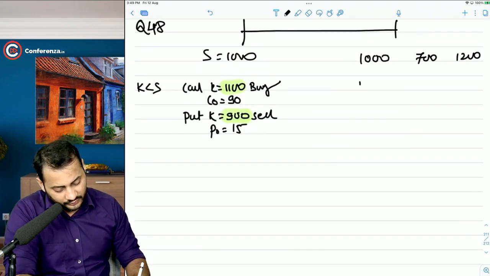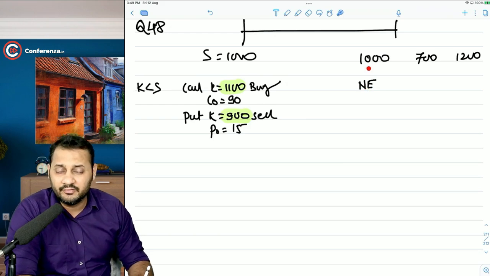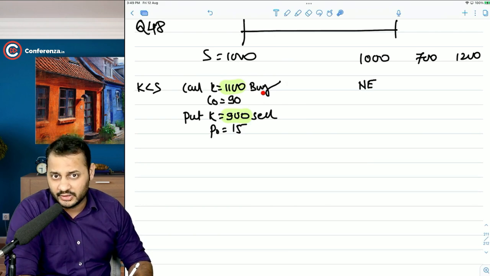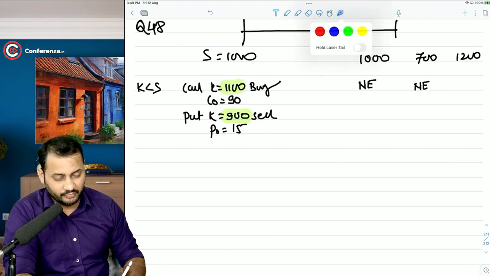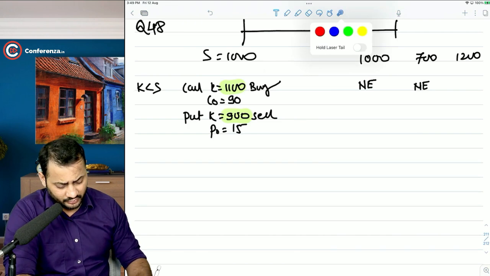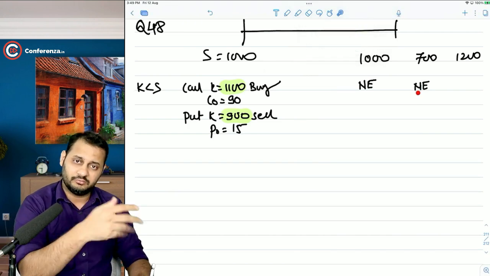So we are not going to exercise this option at this price. Why? Because if the stock is available at 1000 rupees, why would I buy at 1100? I will not do that if I have the right. Again, if the stock is available in the market at 700 rupees, why do you think I'm going to buy it at 1100? I'm not going to do that. So I will not exercise the option. I will let the option lapse.